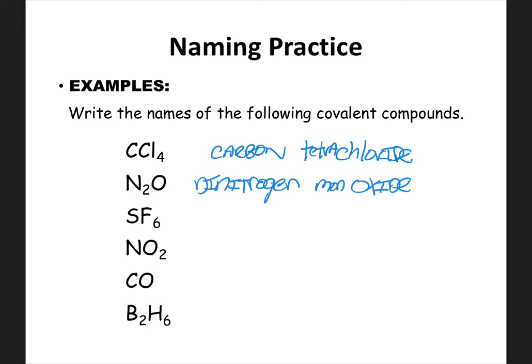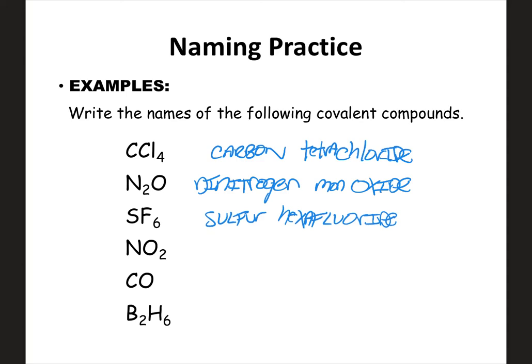Okay, next example here, all right, SF6. All right, follow the rules. First element, sulfur. Second element, IDE, going to be fluoride. Using the prefixes here, the sulfur just has one. We don't put mono on the first element. The fluorine has six. The prefix for six is hex. So it's sulfur hexafluoride.